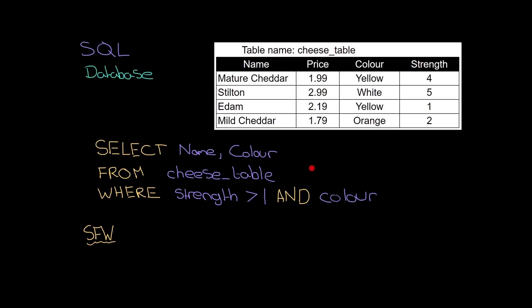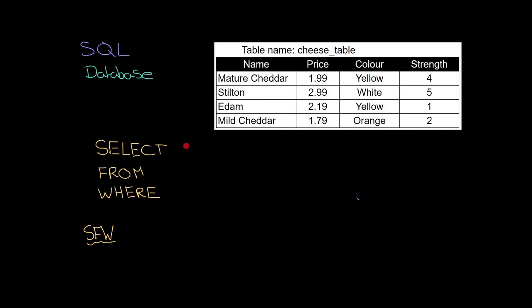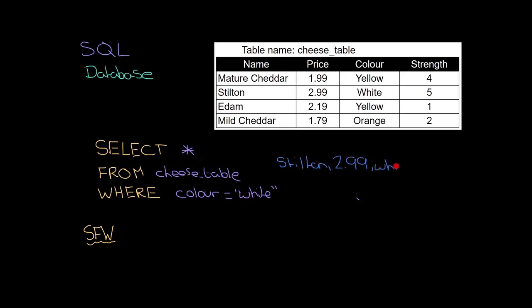Okay, on to these things called wildcards then. There are a few shortcuts that you can take when you're querying data to make your life easier. So if I wanted all the information for one row, I can do this. Select and use the asterisk. So I'm going to select everything from cheese table where colour equals white. If I do that, I would expect to get the whole line of information about Stilton. So it should be Stilton, £2.99, white, and 5, because 5 is the strength. I can also be sort of less specific, if you like, if I'm looking for names or any sort of words within a column.